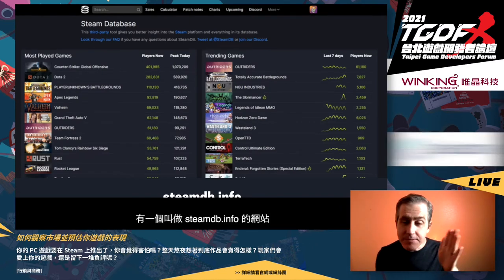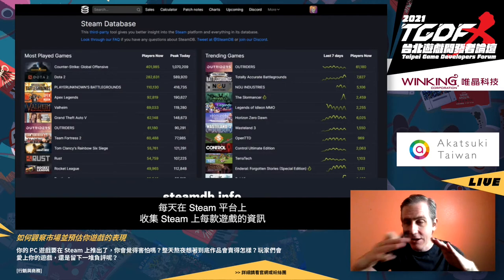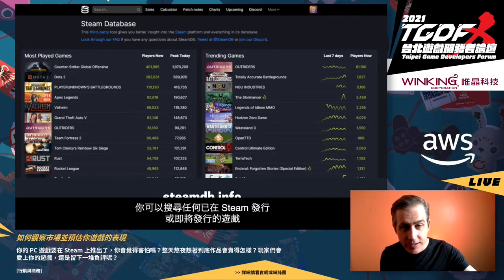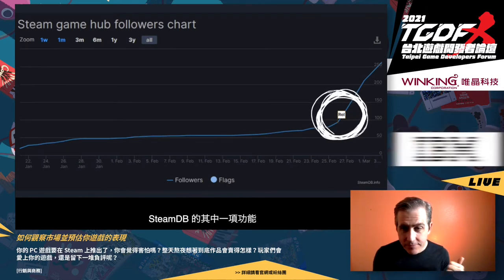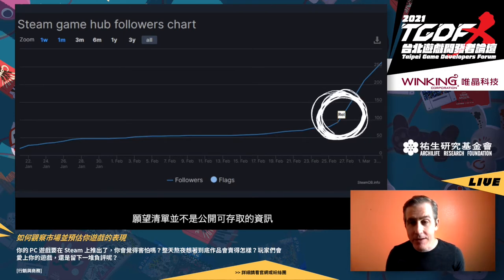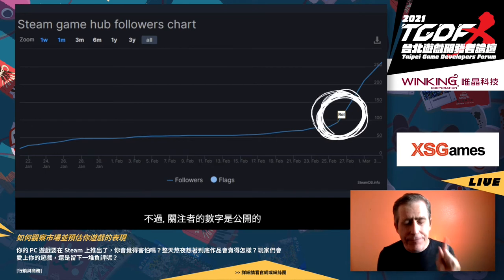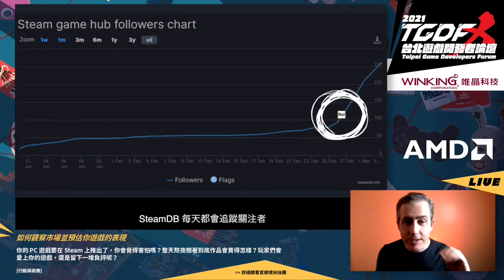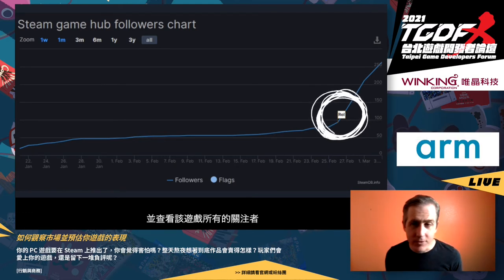Now, there's this website called steamdb.info, and it categorizes Steam. It's a bot that scrolls through Steam every day and collects information about every game that's on Steam. And you can search for any game that has released or is about to release on Steam and see a bunch of stats for it. And it's very helpful when you're researching other games. One of the things that SteamDB does is it keeps track of this value called followers. Now, wishlists are not publicly available information. It's information that only you can see if you are the owner of the game. However, followers is a very public number. And SteamDB keeps track of followers every day, and you can see a history for any game that has a publicly available Steam page and see all the followers for that game.